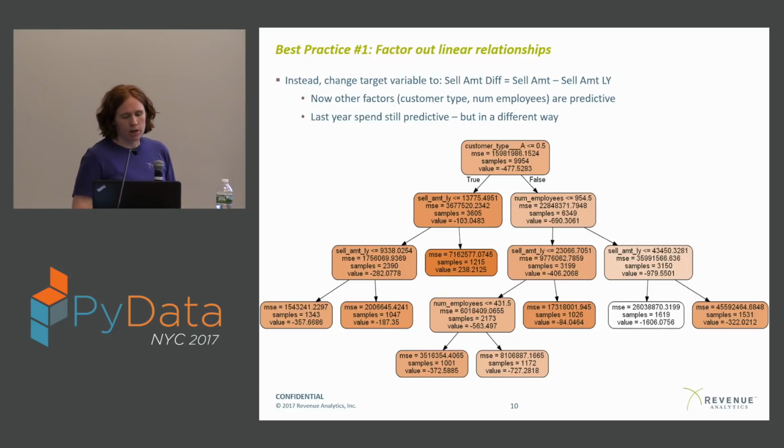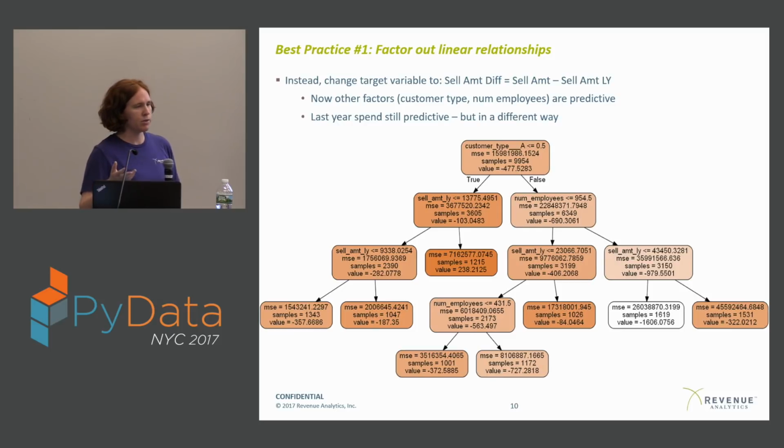So now with a new target variable, we get obviously a completely different model, a very different looking tree. So we see other factors now come through as predictive. And so all of these factors were included in the first model we ran. They just didn't actually show up in the tree. So we see customer type. So this data has customer types A, B, and C.